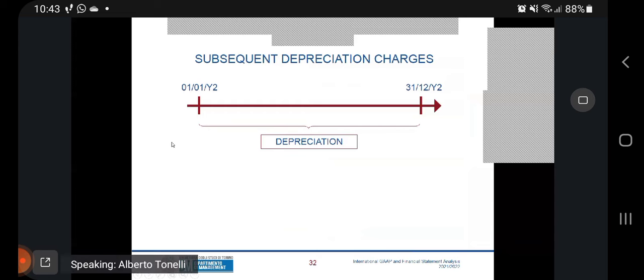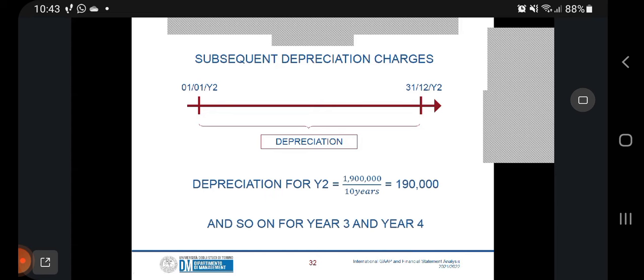Subsequent depreciation charges. First of all, since we are considering the second year, the depreciation charge starts from the 1st January year 2 until the last day of the reporting period. And then depreciation for the second year will be historical cost again out of 10 years, the useful life, 190,000. And it is the same for the third and the fourth year.